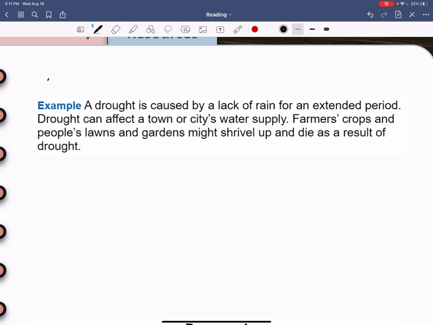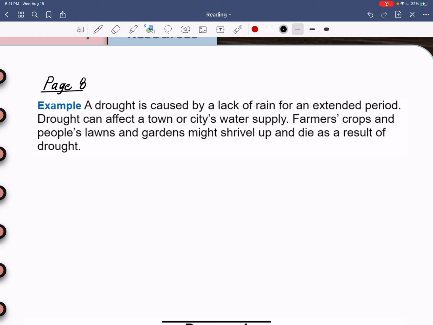So let me go ahead and put that in here just so you can follow along with where I am in the textbook. And this is the example in the middle of the page. So let's take a look. It says a drought is caused by a lack of rain for an extended period. Drought can affect a town or city's water supply. Farmers' crops and people's lawns and gardens might shrivel up and die as a result of drought.